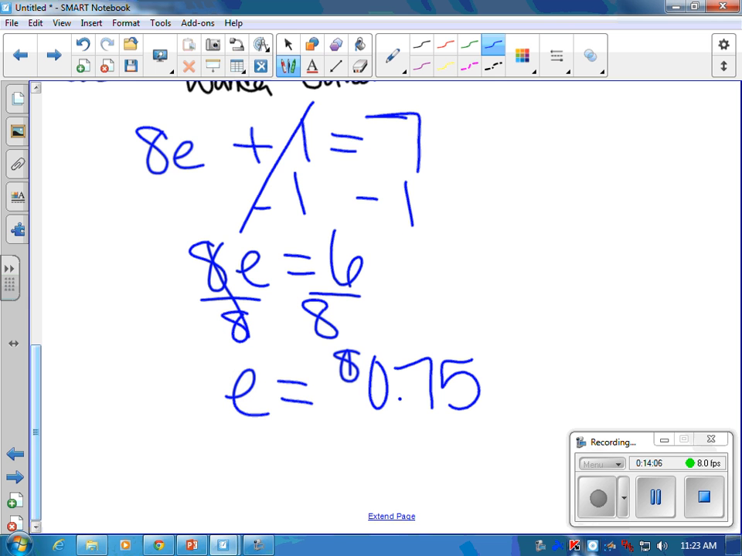So we want to make sure we label our answer. We're talking about cost. We're talking about money. And when I take 6 divided by 8, I get 0.75, or 3/4. So my final answer is 75 cents. Name your variable, write your equation, solve your equation to answer the question.